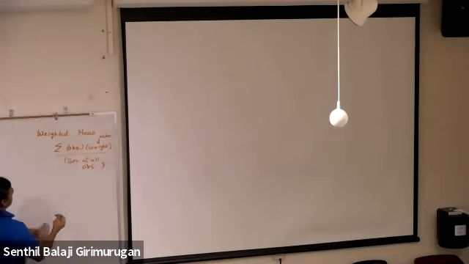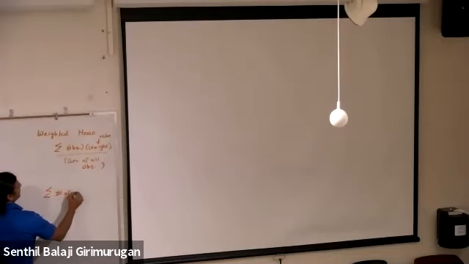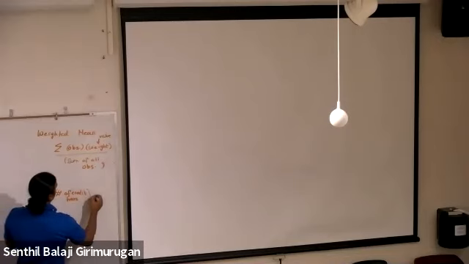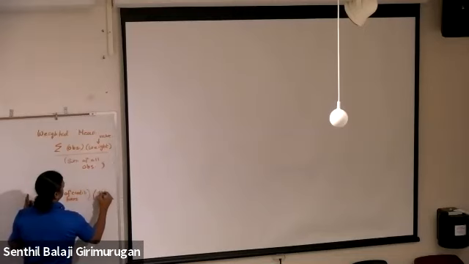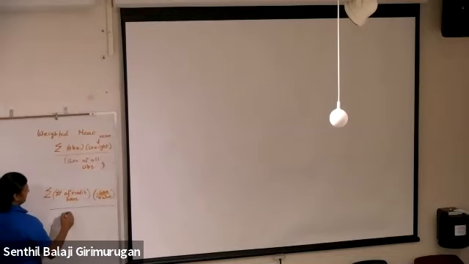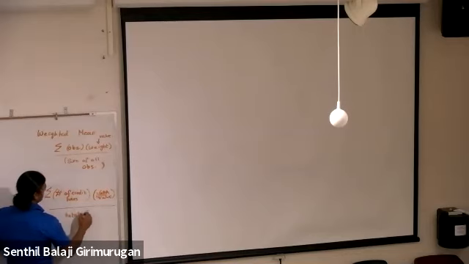So in the GPA example, all you would do is take the number of credit hours and the corresponding grade, multiplied by the corresponding GPA value. And you would divide it by the total number of credit hours for that particular semester.